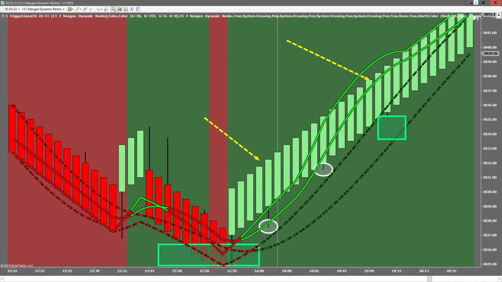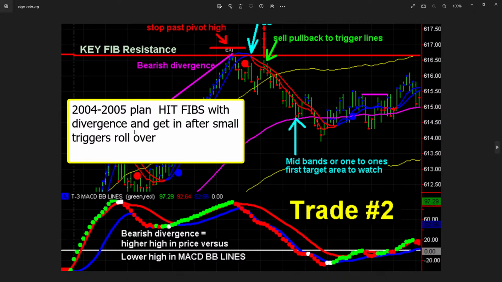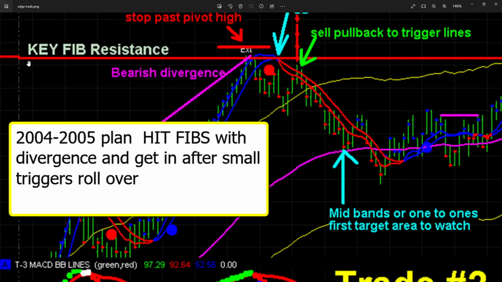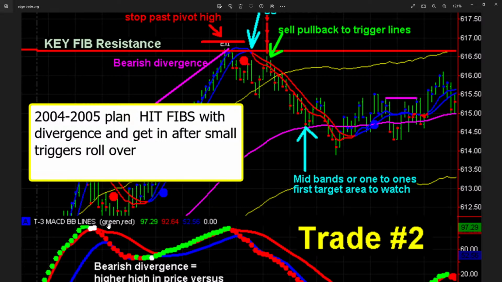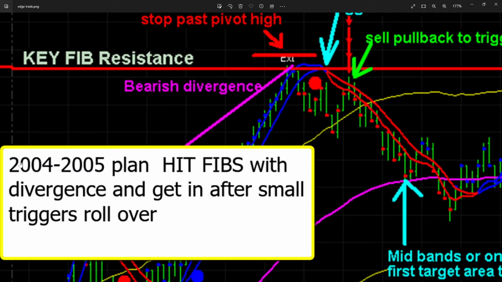Now, some would say, we've been doing this for 25 years. I want you to see our trade setup from 2004. The simplicity of it. Now this is literally from 2004. We had automated fibs. We didn't have automated divergence. You had to visually see your own divergence, but now you have a negative number. So life is easy, right? Our whole entire trading plan was this. Think about it. Hit a fib with divergence, wait for the triggers to roll, sell a pullback to the triggers.